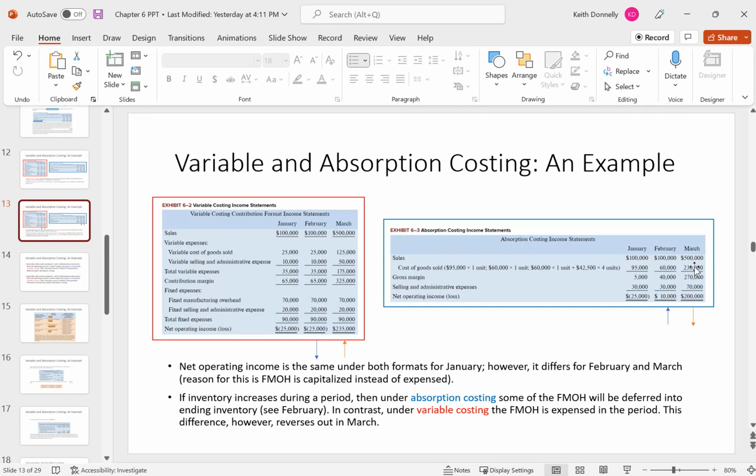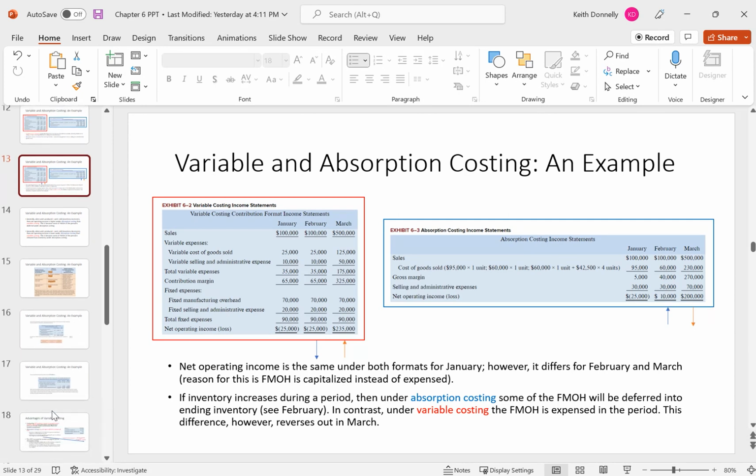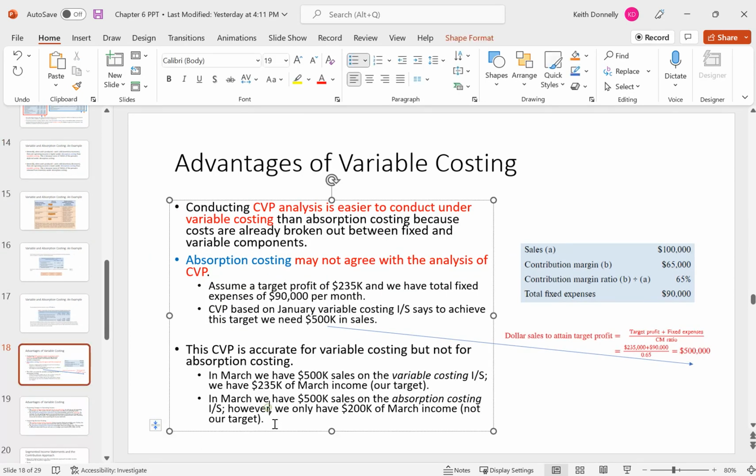However, here's the problem. Over here on absorption, we have 500,000 in sales, but we don't get to that 235. It doesn't tie out to the target profit number. That's what this is showing here. Cost volume profit is not going to work as well under absorption costing. The assumptions and frameworks made in that aren't going to jive with the presentation on absorption costing.